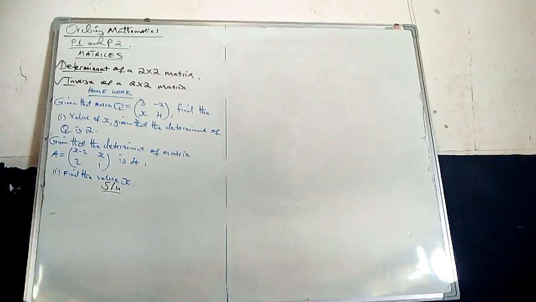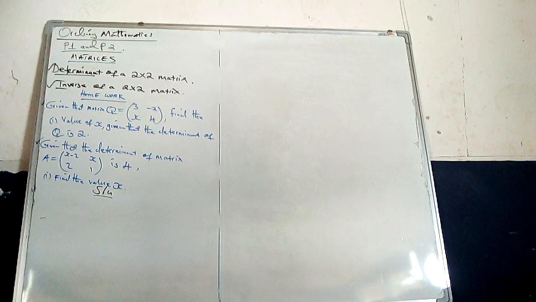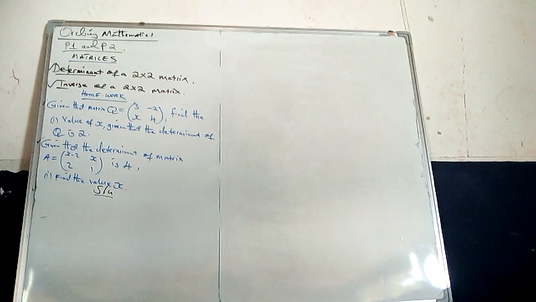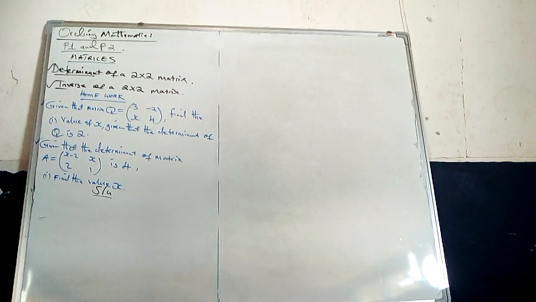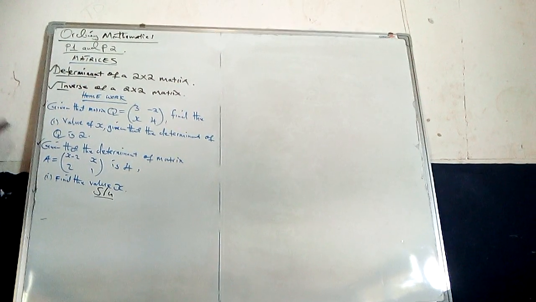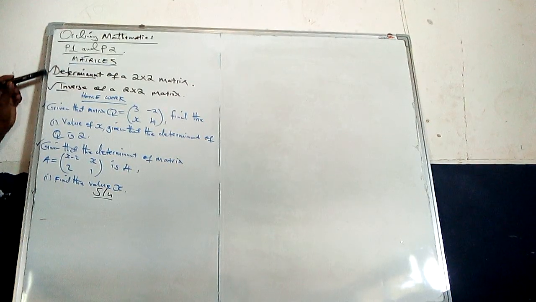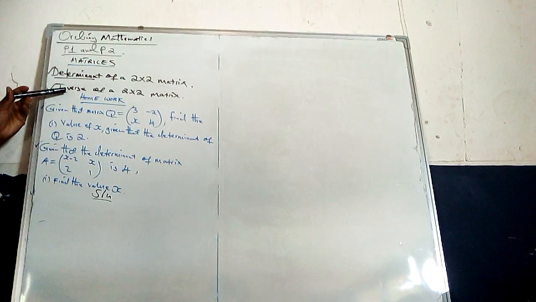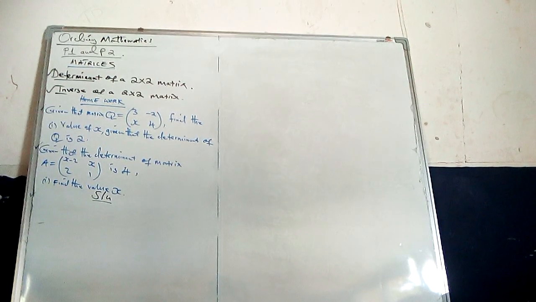Okay, so we're going to look at matrices. This is one of the topics that comes in grade 12. Take note. Of course, we're looking at the determinant of the 2x2 matrix, and of course, the inverse of the 2x2 matrix.